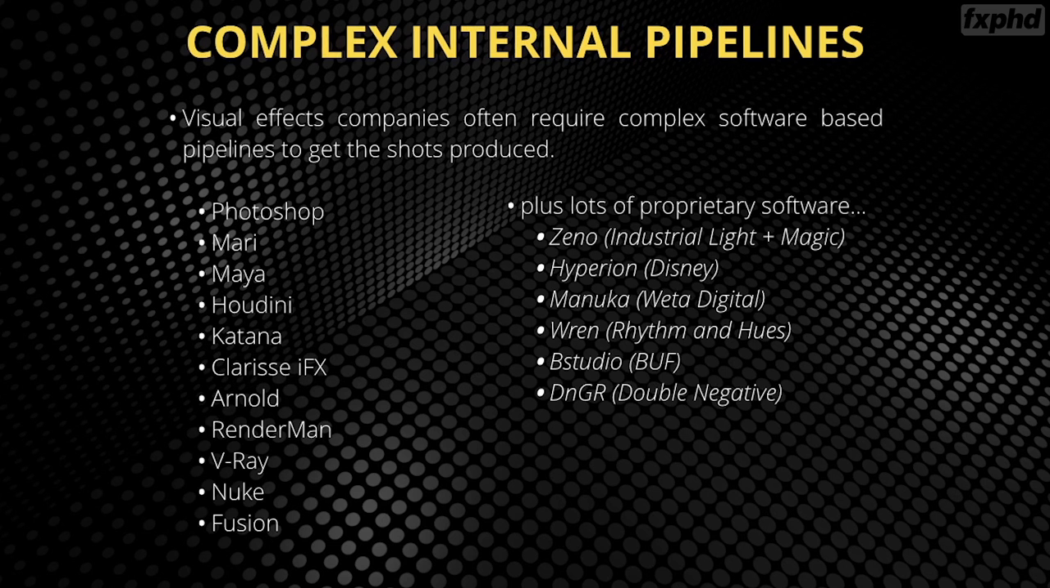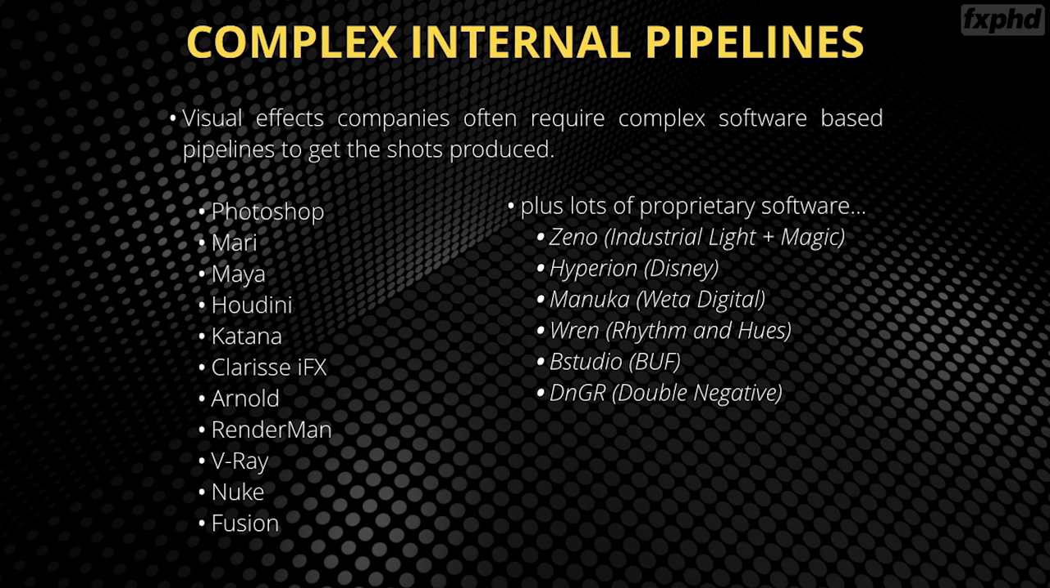Now, on top of the information coming into the company, we also have a complex internal pipeline that we tend to have to manage as well. So you've got things like Photoshop and Mari for doing paintwork. You've got Maya, Houdini, Katana and Clarisse for doing lighting and rendering. Render engines are obviously massive. We've got Arnold, RenderMan, V-Ray, and then when it comes to compositing, we've got things like Nuke, Fusion and After Effects. They all work slightly differently, and we all need to manage them.